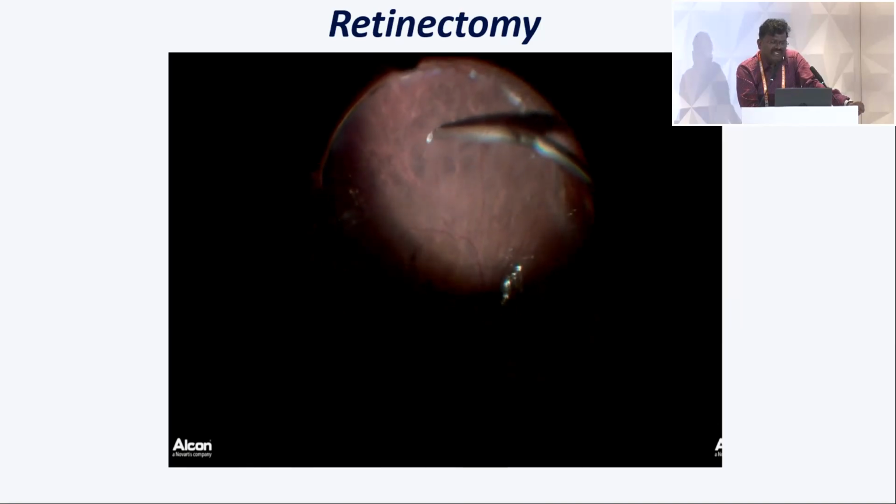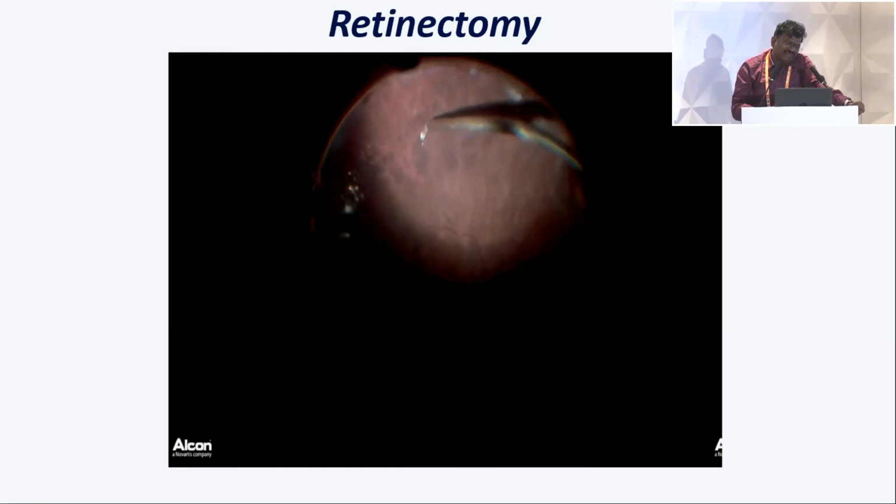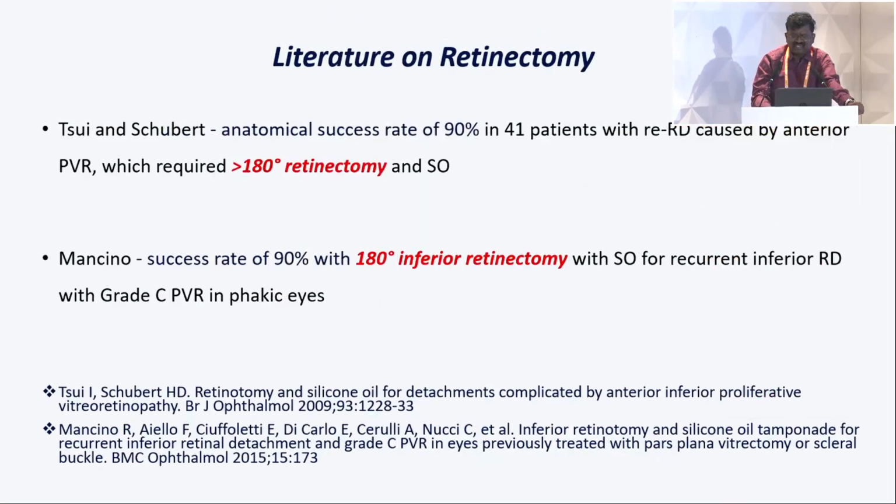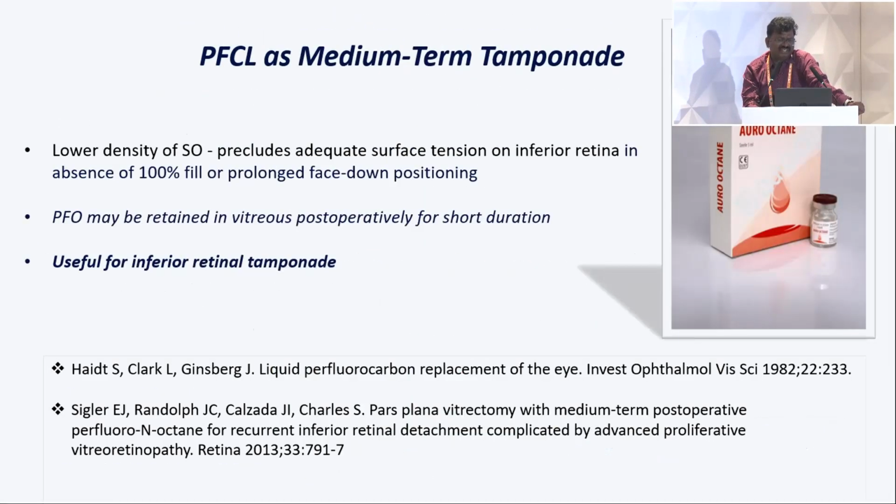And I am very liberal in using the dye so that we can see the membranes, and after that it has to be treated like a giant retinal tear. This is very important because we use PFCL very extensively.